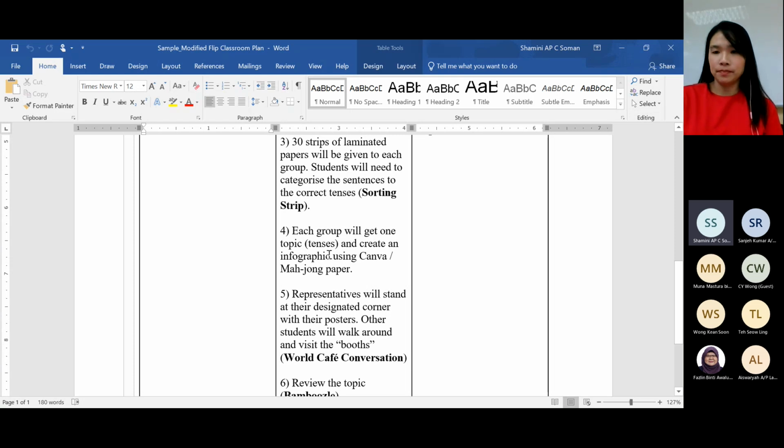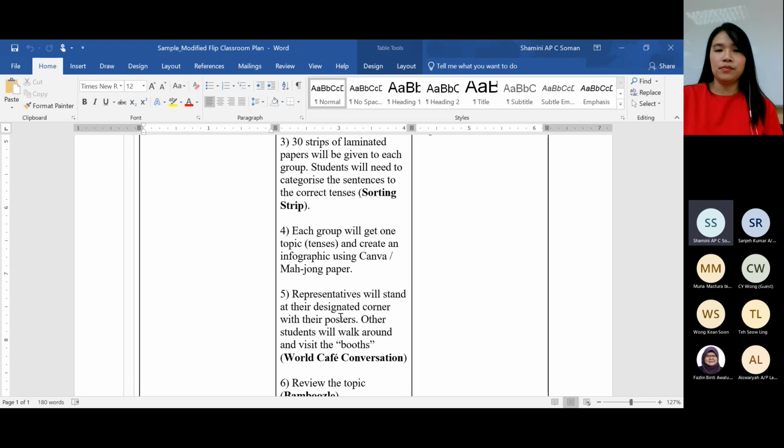So once they have created this, then the representatives of the group, these 12 students, will stand in the corners of the classroom. Okay, all different corners. So it's like a conference, when you're presenting a poster, people will be walking around to your booth and then you try to explain to them your product. So similarly, one representative will be there with the laptop, with the Canva poster. So all the other students will be walking around randomly, up to them which tense they want to go first.